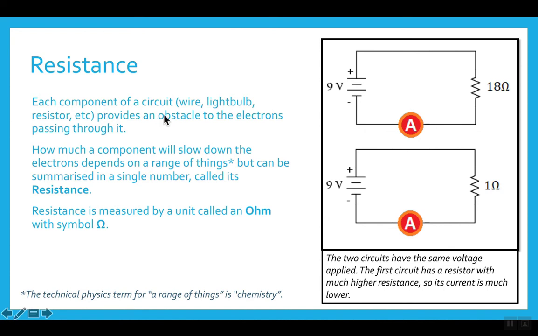Each component in a circuit, so if you've got a wire, you've got a bulb, you've got a resistor, this wiggly line here is a resistor, stops the electrons getting through, or makes it harder for them. How much it slows it down depends on a lot of things, and according to Mr. Malone, the technical physics term for a range of things is chemistry. Basically, it depends on the structure of it and which material it's made of and that kind of thing. But we summarise it in physics in a number called resistance, which has this symbol for ohms.